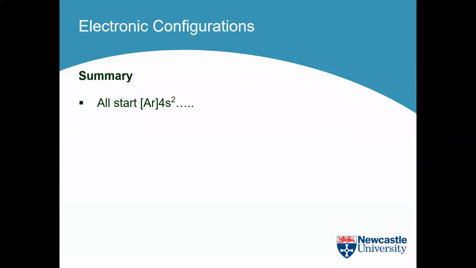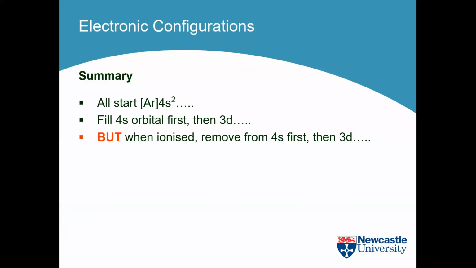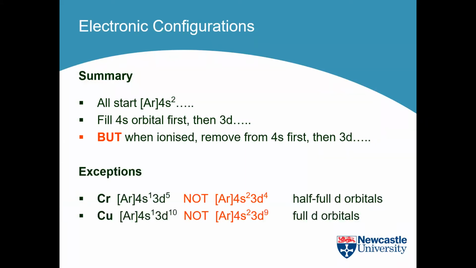Okay, let's just summarize that then. They all start 4s2, fill 4s, then 3d. When you ionize them, get rid of the 4s first, and remember the 2 exceptions, copper and chromium. Annoyingly, you can't just remember it's the 2 beginning with C, because there's also cobalt on that row that also begins with C. They're not the only 2 elements beginning in C. You just need to learn that it's chromium and copper that are the 2 exceptions.